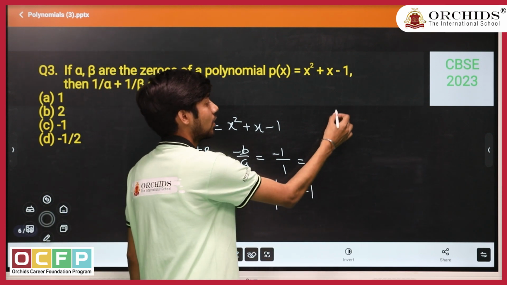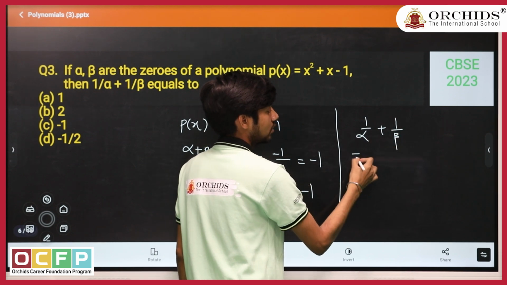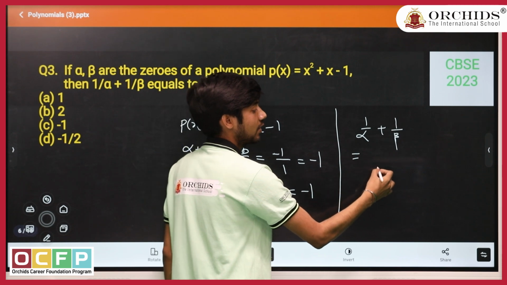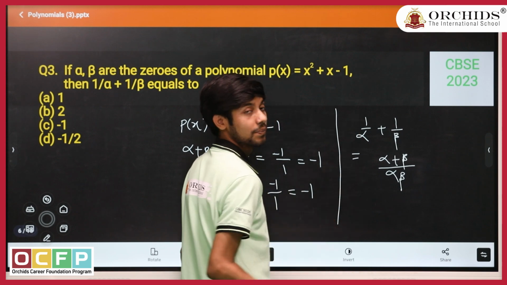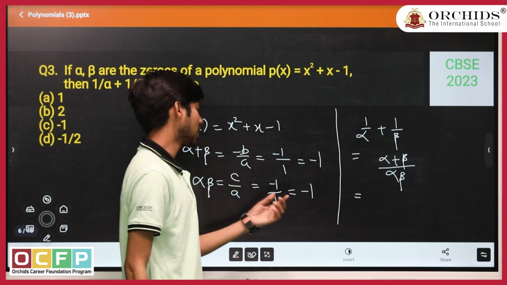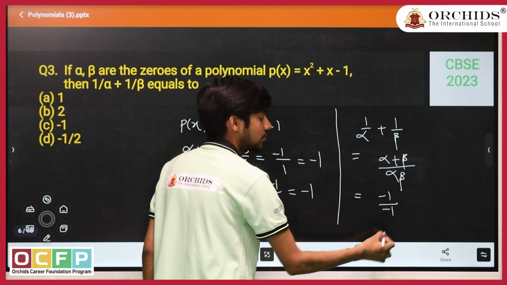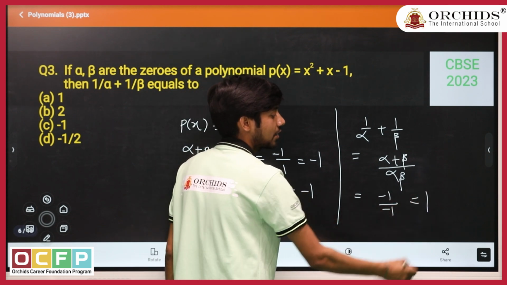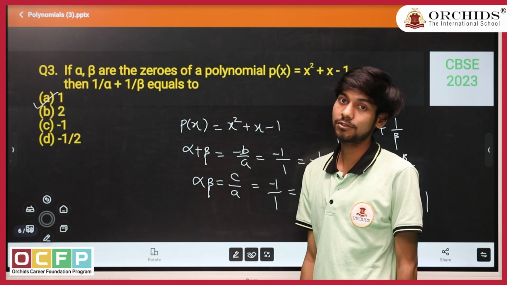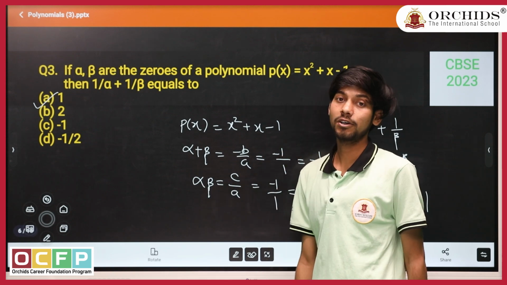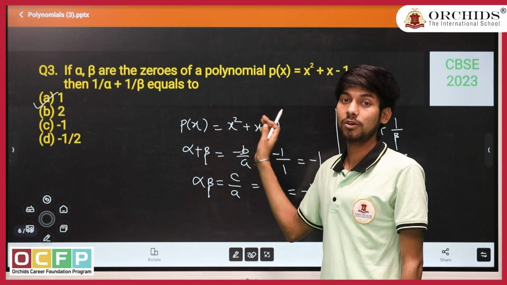And we have to find the value of 1 by alpha plus 1 by beta. If we simplify it further, we can write it as alpha plus beta divided by alpha beta. What is the value of alpha plus beta? We got minus 1, and alpha beta is also minus 1. Minus 1 by minus 1, ultimately we are getting 1. So what is the correct option? That is A. This question was also asked in CBSE Board 2023 exam. So now let's move with the next question that was asked in CBSE Board 2023 exam.